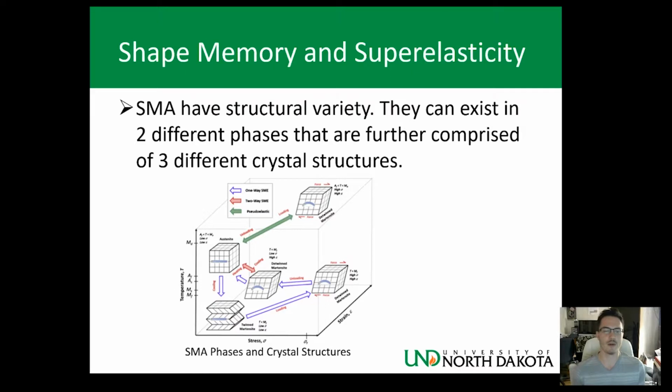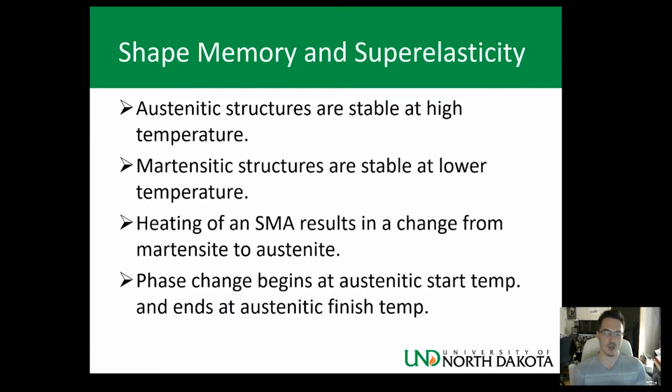So we're going to talk a little bit about what causes the shape memory effect and about superelasticity as we go through here. But SMAs have structural variety. They exist in 2 different phases and are further comprised of 3 different crystal structures. So we've got an austenitic and a martensitic phase, and then there's a detwinned and a twinned martensitic phase, and there's just the austenitic phase. And so what happens is austenitic structures are stable at high temperatures. So when the material is at a high temperature, it exists in this austenitic phase. And as it cools down, it transitions into a martensitic phase because the martensitic structures are stable at lower temperatures.